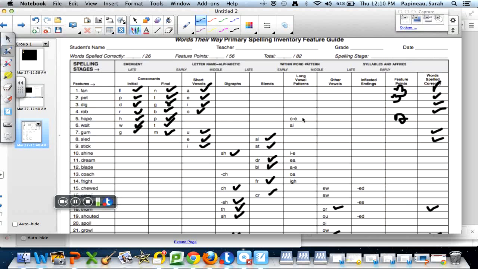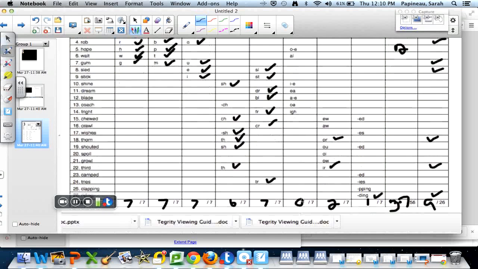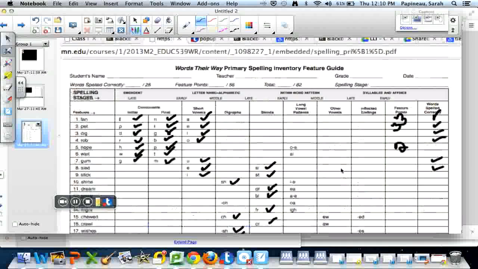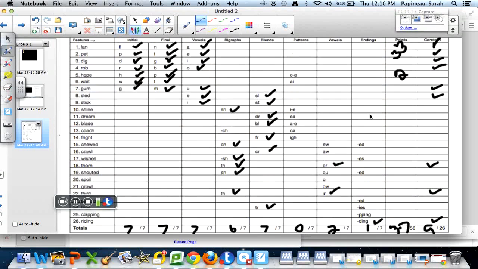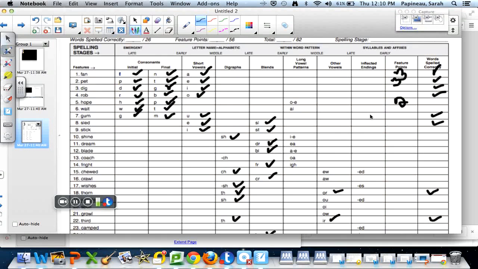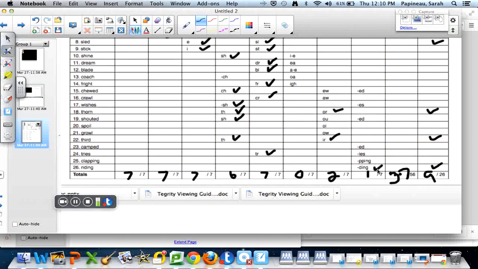However, we move off right away, and this is pretty severe. I don't know if this would ever happen like this for a real student, but who knows. The long vowel patterns, they missed it all. So they have 0 out of 2. Other vowels, those kind of strange vowels, the ow's, the oi, they got 2 out of 7. And then we move into the inflected endings, and you can see 1 out of 7.